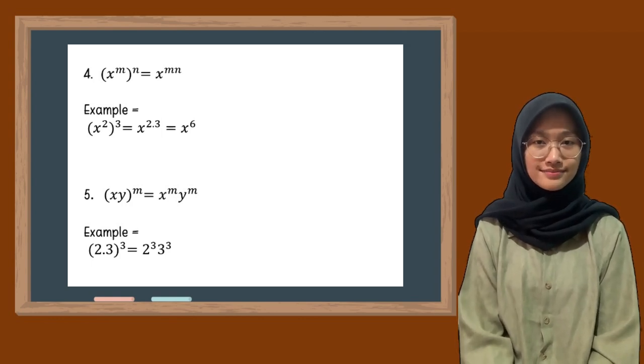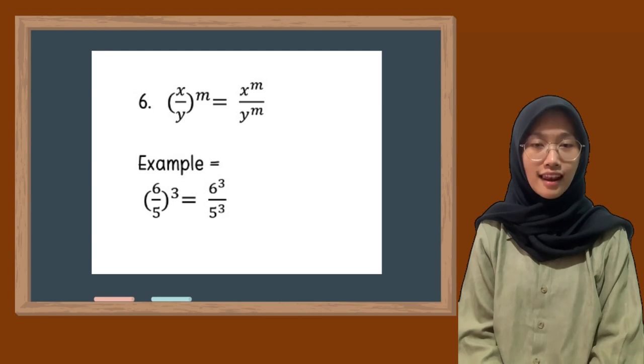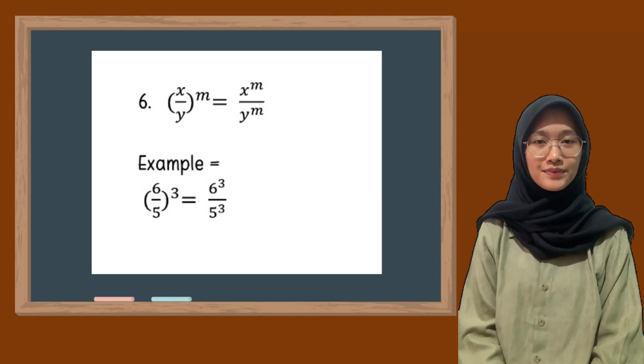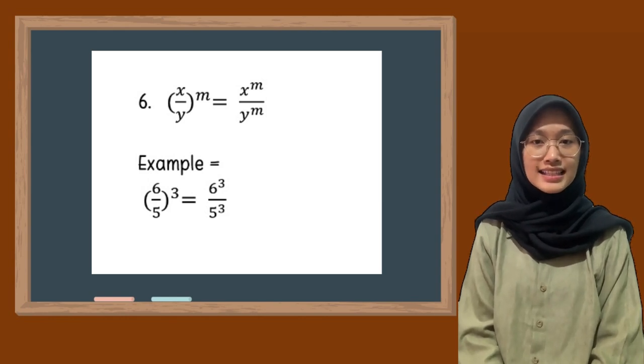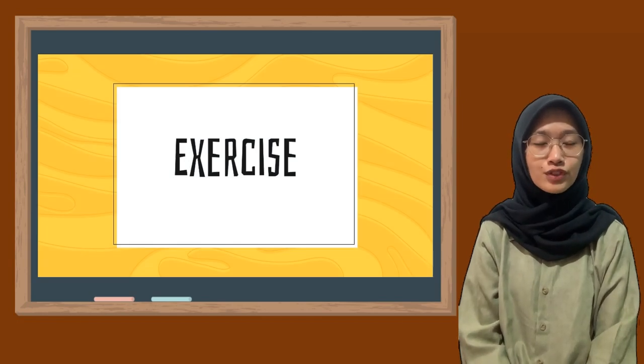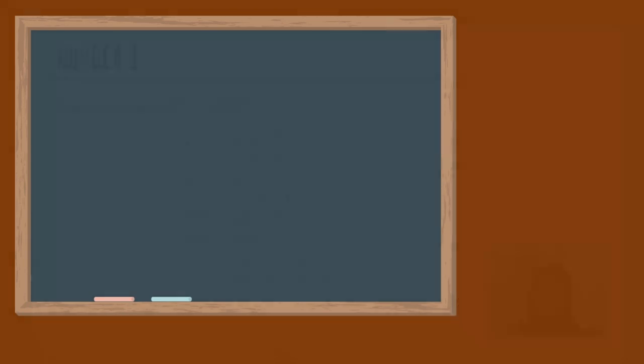power 3. The last law, x over y in bracket to the power m equals x to the power m over y to the power m. Example, 6 over 5 in bracket cube equals 6 cube over 5 cube. And then we move to exercise.